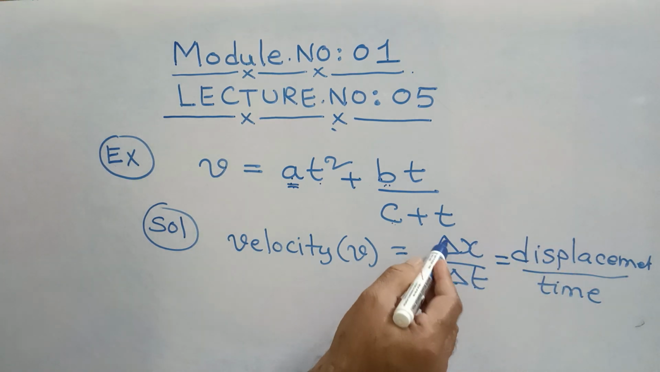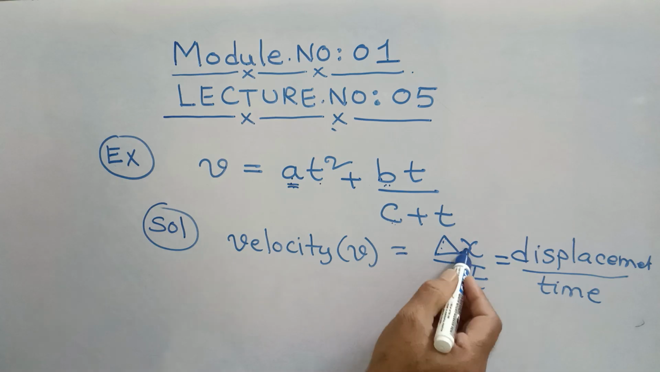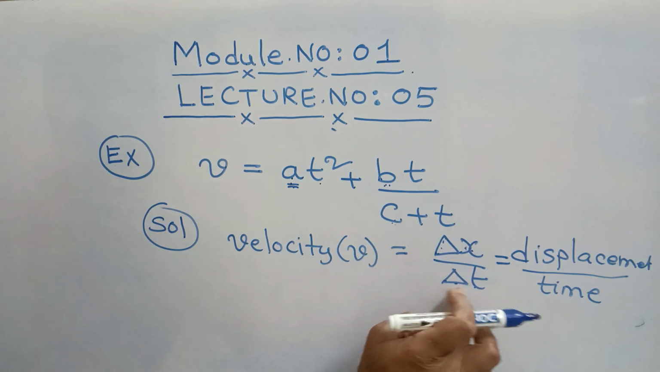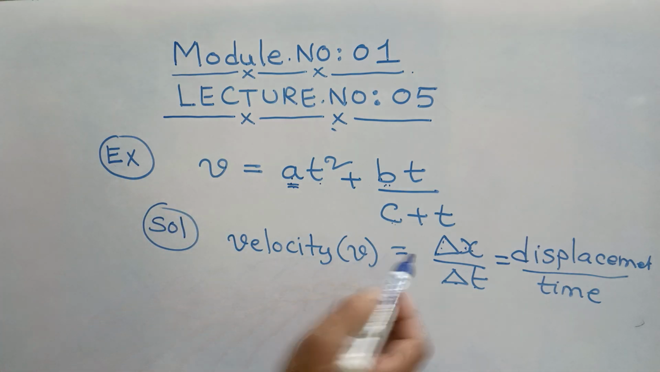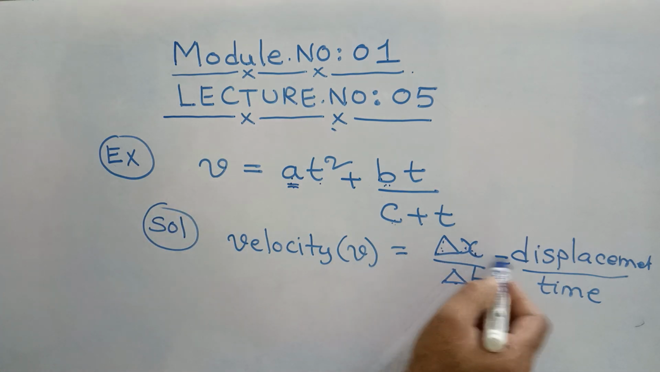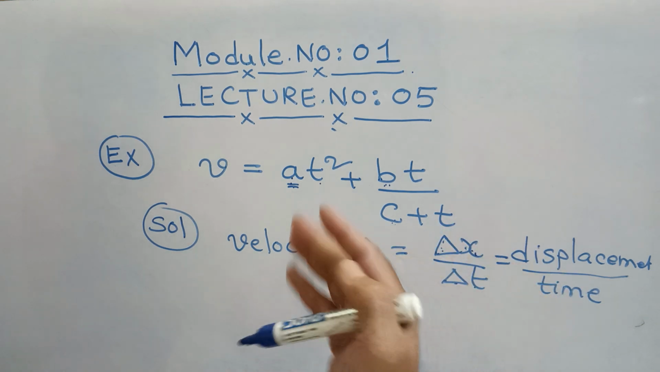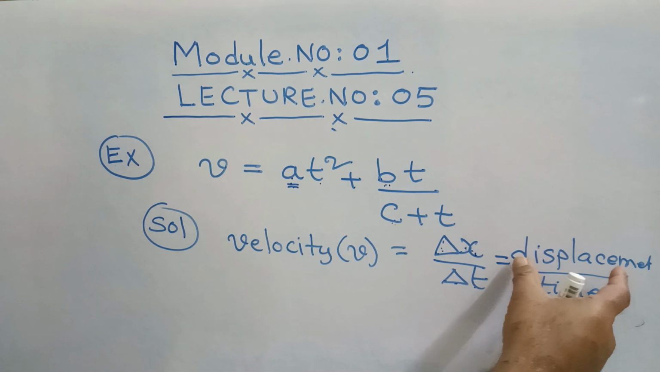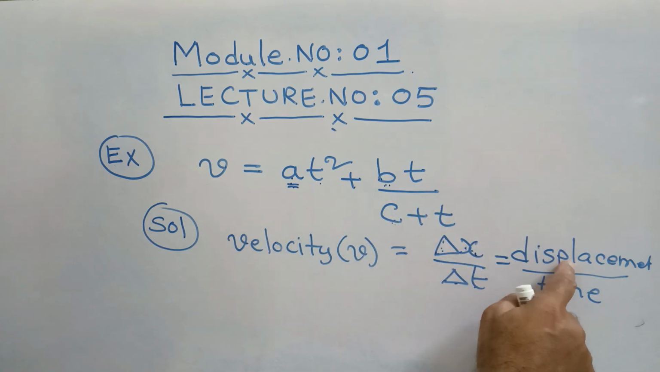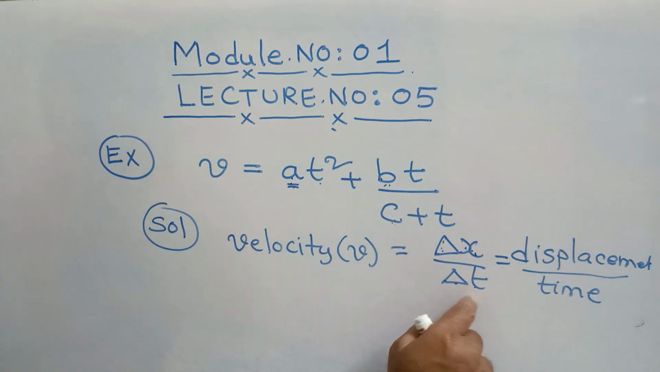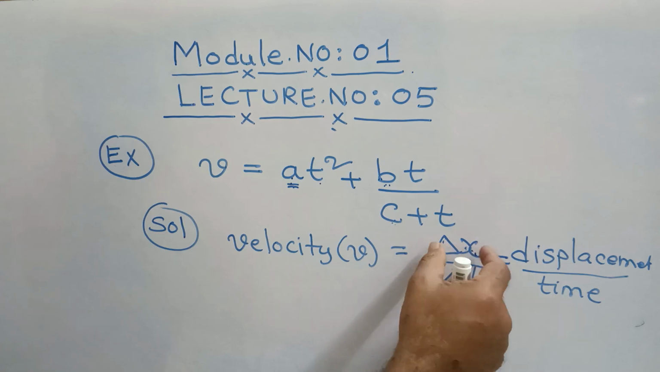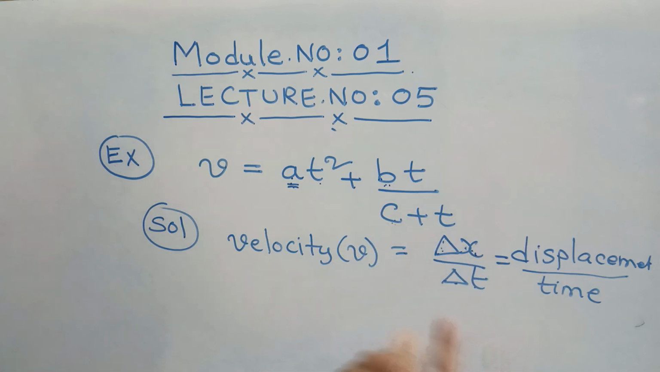Displacement, therefore delta x by delta t, the incremental change in the distance by the incremental change in the time. Therefore this is nothing but displacement only. Displacement is nothing but the difference in the distance. The difference in the distance is called the displacement, whereas delta t is the time, obviously. So the displacement is measured in what? In meters, is it not?